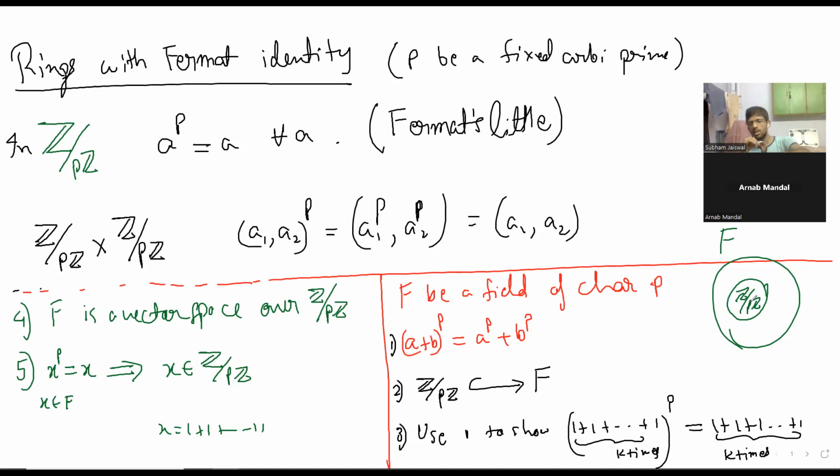So we have shown in 3 that every element that is in Z mod pZ satisfies this nice identity, that the pth power of that is again the same thing. That's number 3, which you have to do using 1. But now if you look at number 5, it is saying that if anything in that F satisfies that identity, it's actually in Z mod pZ. So nothing else apart from things in this satisfies that identity.